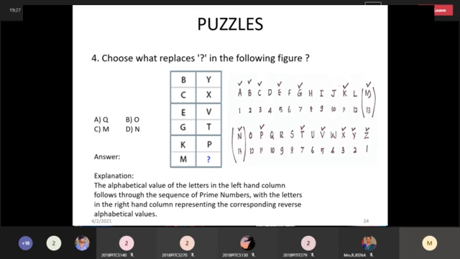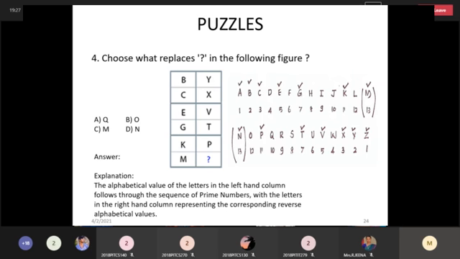Z1, Y that is 2, and then X3, W4, but we have 5, and then U6, T7, S8, R9, Q10, and then P11, and then O12, O is not given here, N. So 13. So the alphabet letter that should come is N.